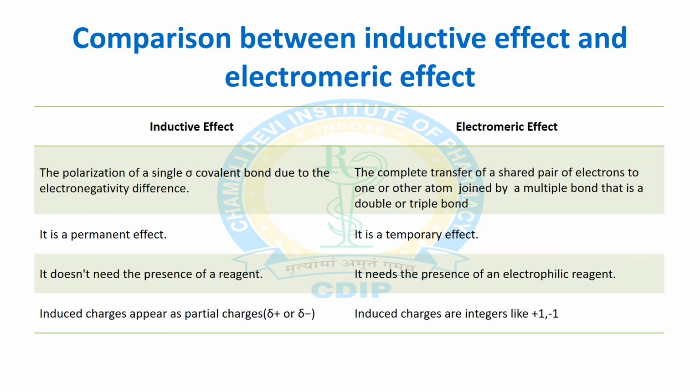Then the inductive effect does not require any kind of reagent, but the electromeric effect needs the presence of an electrophilic reagent. The induced charge in the inductive effect appears as delta positive or delta negative, while in the electromeric effect the induced charges are integers like +1 and -1.